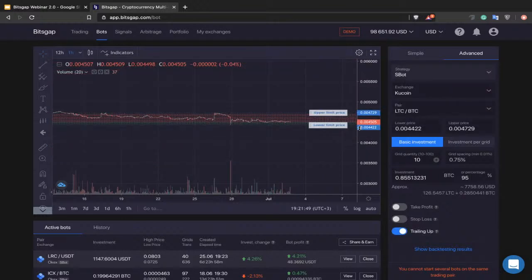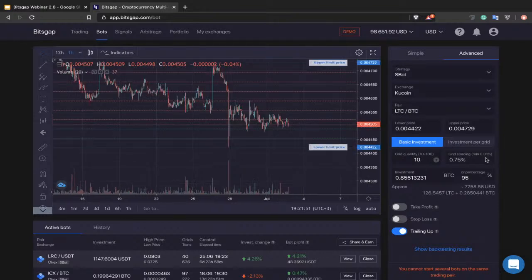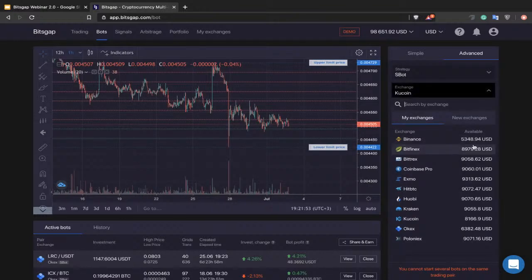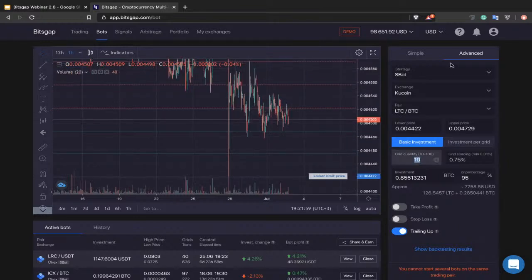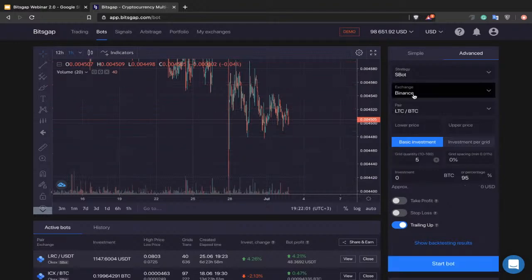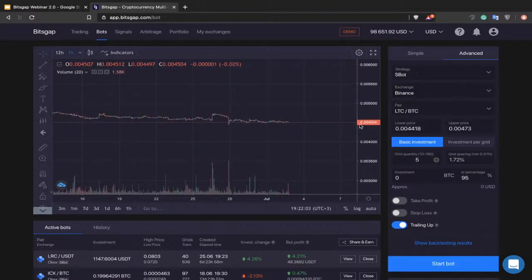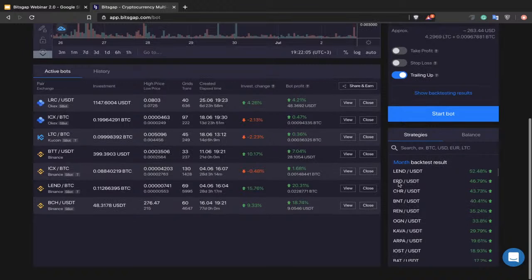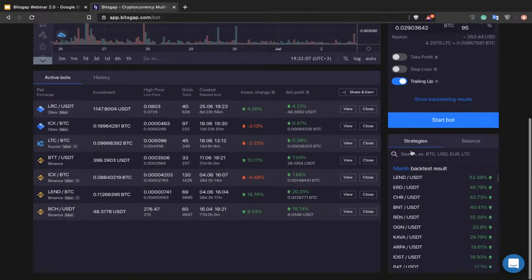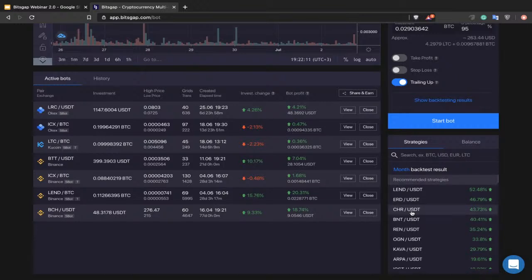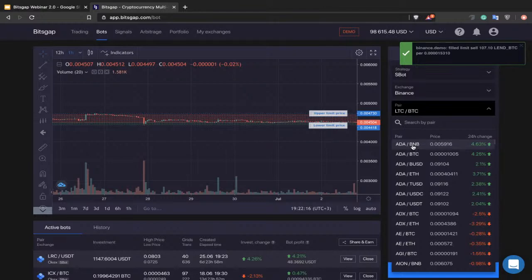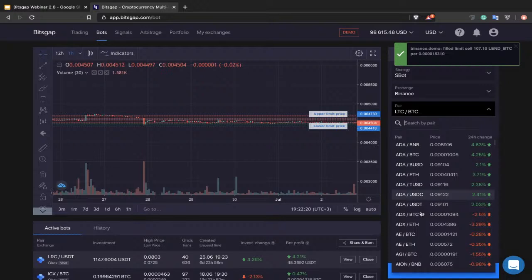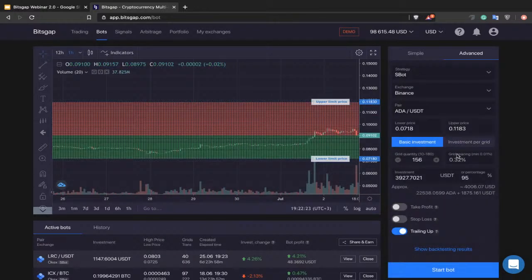And the grid spacing for the bot is reduced down to 0.01%. So if, let's say, I choose Binance here as the exchange, and I'm going to choose from the right panel below here, I have some strategies. So let's say, no, actually I'm going to use this one. Let's say I want to trade ADA to USDT.